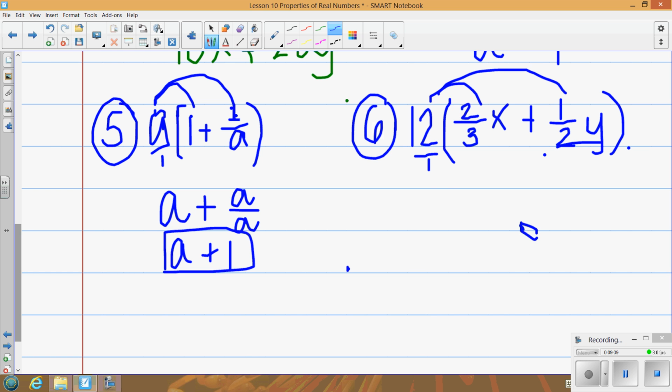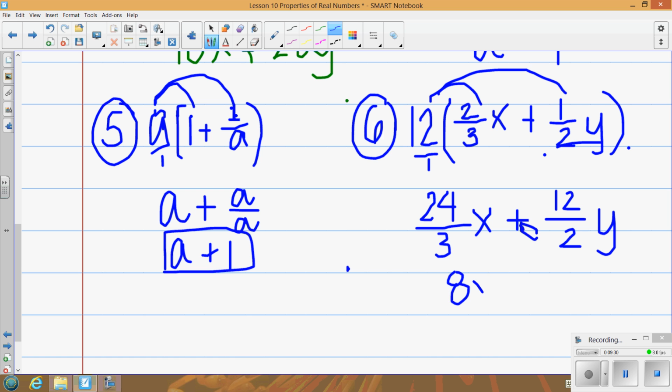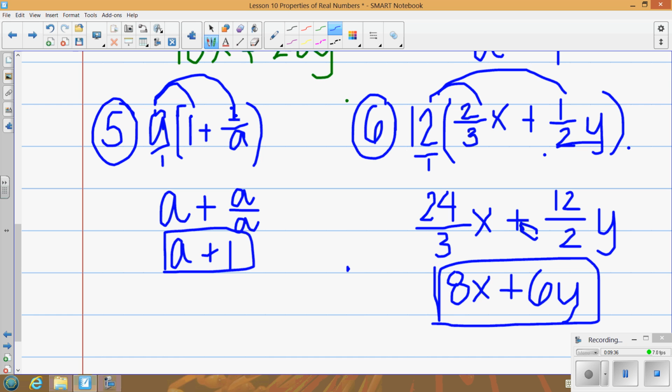So 12 times 2 gives me 24 on top over 3 on the bottom, because 3 times 1. And plus 12 times 1 on top is going to give me 12. 1 times 2 on the bottom gives me 2. And then you're going to just divide out. 24 divided by 3 gives me 8x. Plus 12 over 2 gives me 6y. So your answer, 8x plus 6y.